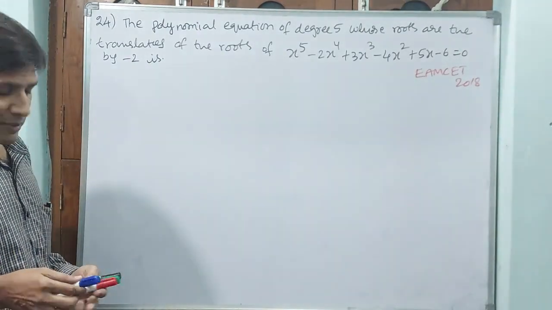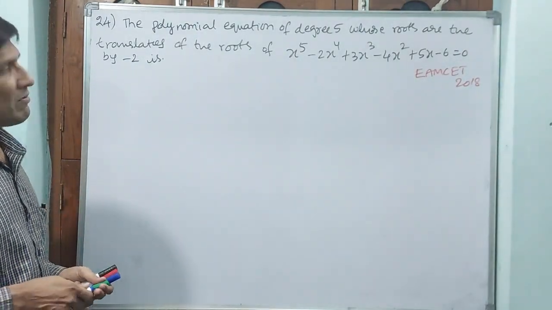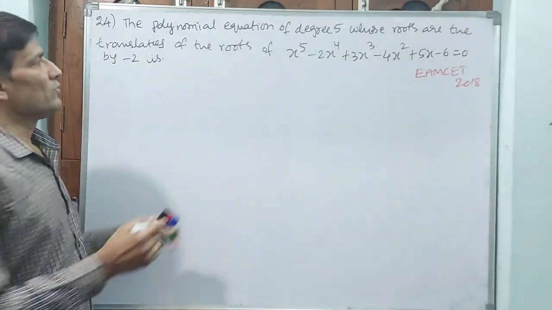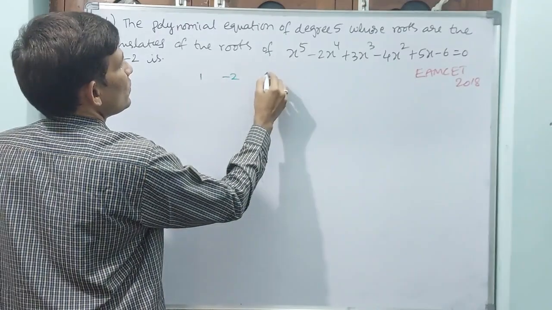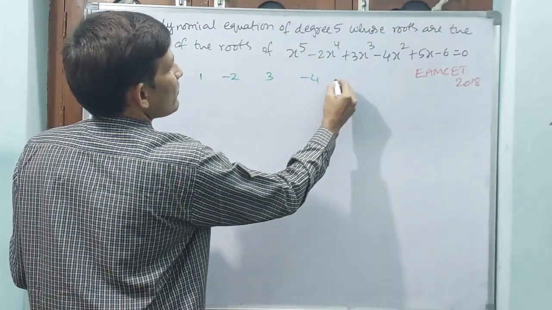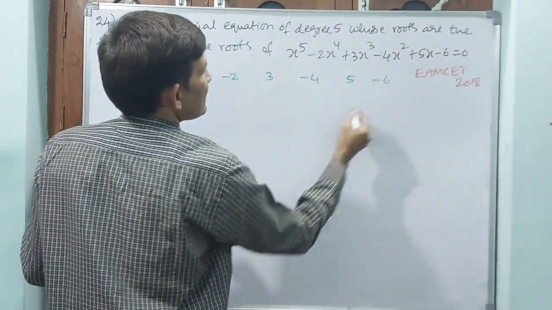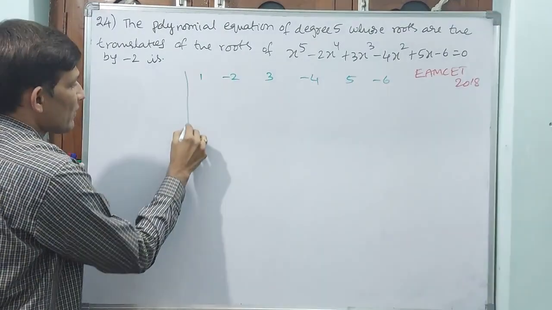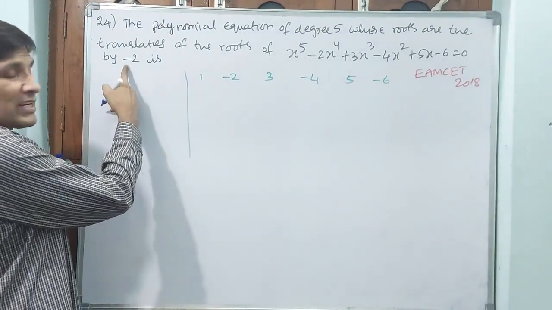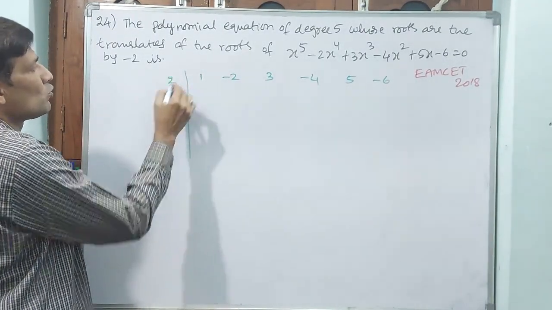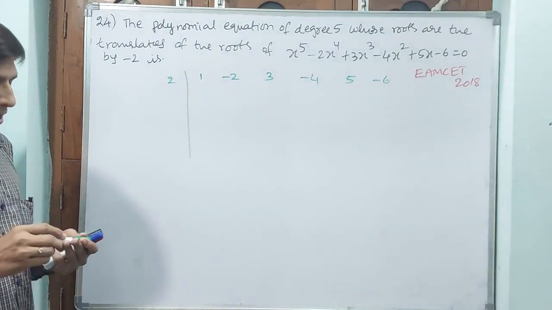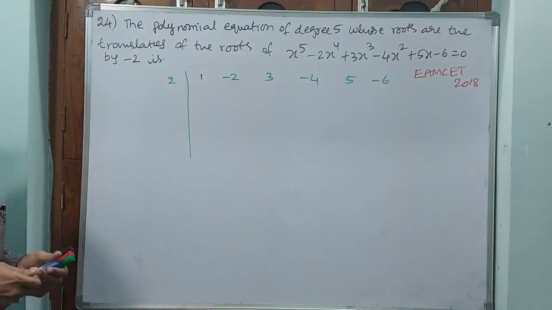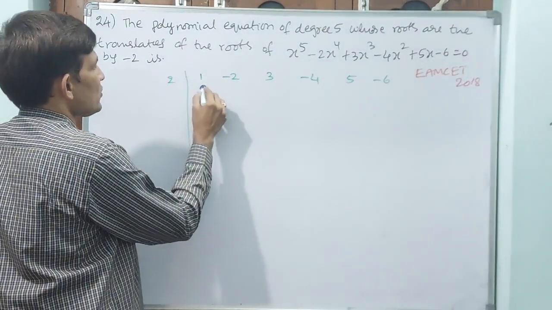I am telling the shortcut method, I am not doing the direct method. You see what I am doing? I am writing the coefficients. What are these? 1, minus 2, 3, minus 4, 5, minus 6. What method am I following? Synthetic method only. They are telling minus 2, you take 2. Don't take minus 2. You take 2.